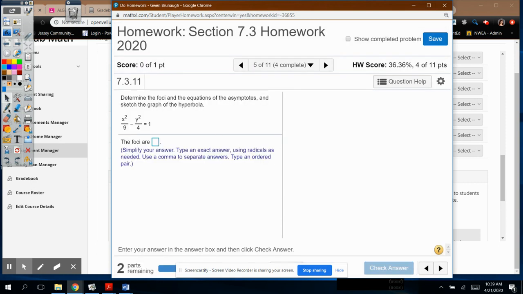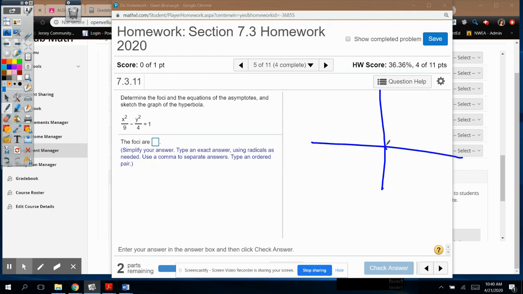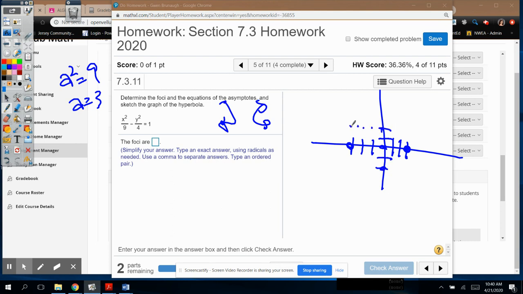Okay, now this one we're going to have to do a lot of stuff. So first of all, where's the center? The center is going to be at 0, 0. I'm going to just graph it as we go. Okay, it's in the X direction, which means like this and this. And A squared is 9, which means A is 3. And that's in the X direction. Now, they did not ask me for the vertices, but if they did, that would be where the vertices would be. Now, B is in the Y direction. That's 2, up 2, and down 2. That will be the ends of my box. So you can draw your box in.